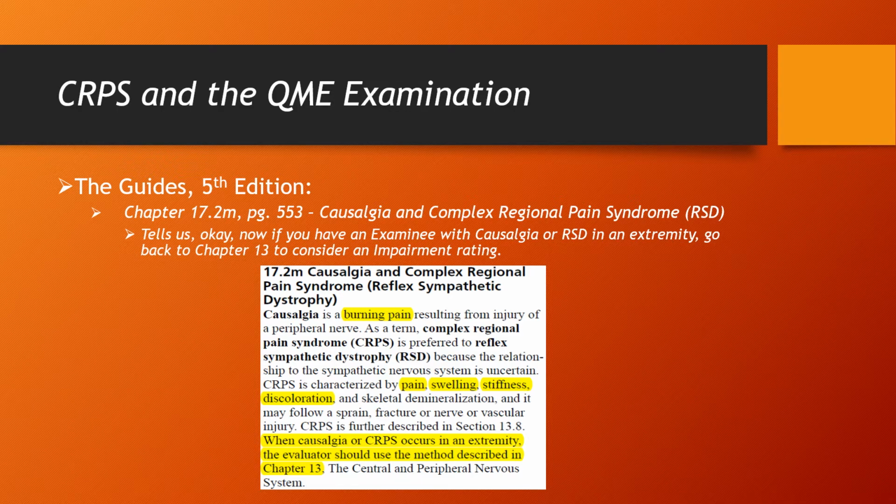See, so there you have it. We're talking about an extremity, upper extremity problem or lower extremity, and you're looking at chapters 16 and 17. However, when you're discussing how to rate an impairment for CRPS in an individual, they refer you to chapter 13. Again, a little bit of a discrepancy here that's sometimes a little difficult to understand.